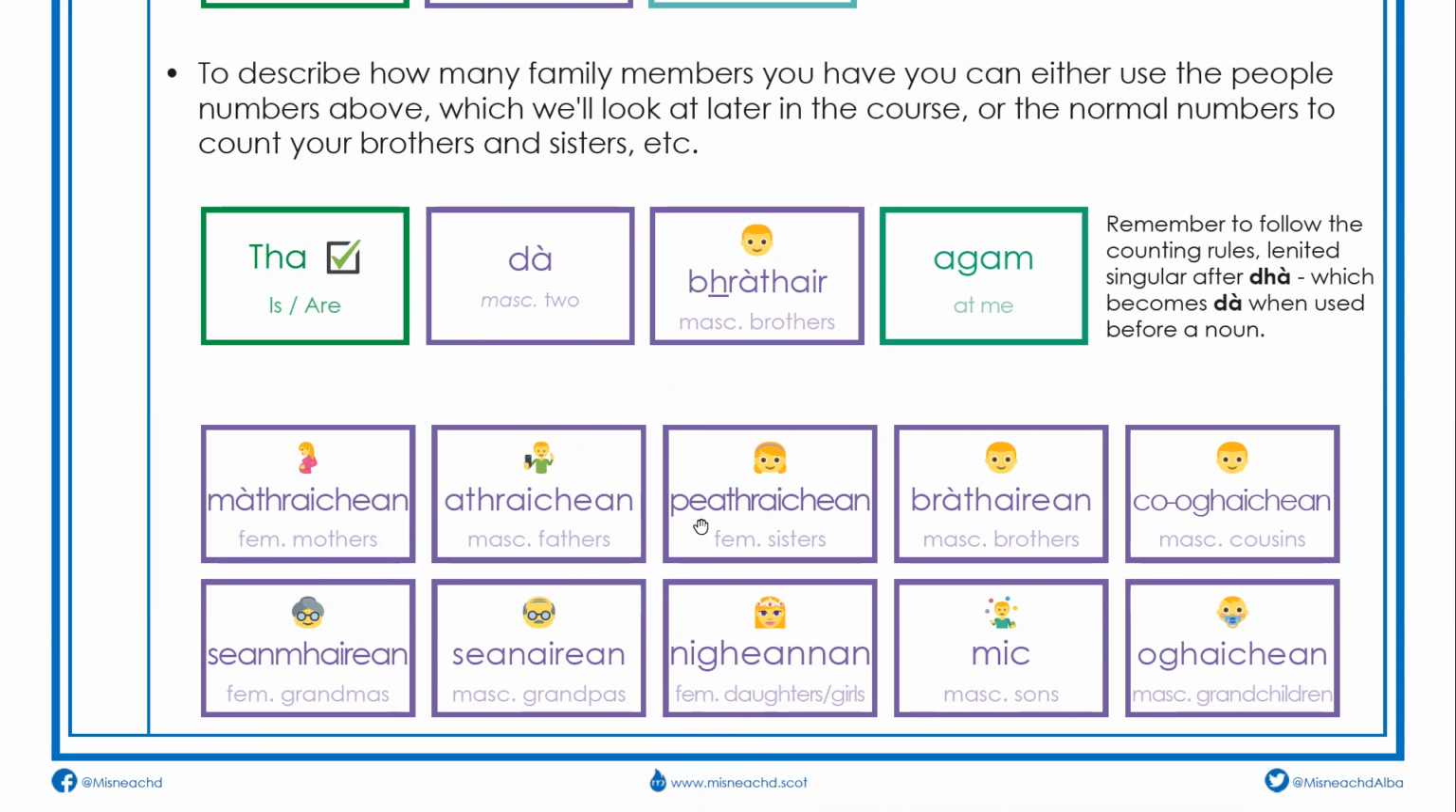Pure, perichin. So this is completely swapped around. Pure, one sister. Perichin, sisters. Brahid, this one's just being reasonable. We're just adding an ending. Brahid, brahirin, brothers. Co-oa, co-oichin, cousins.